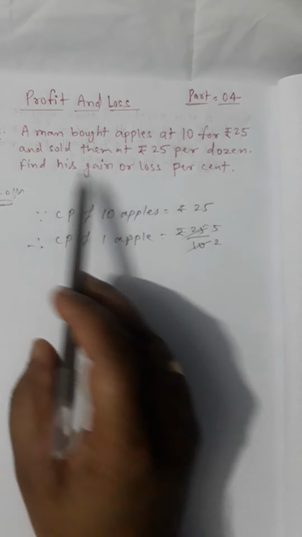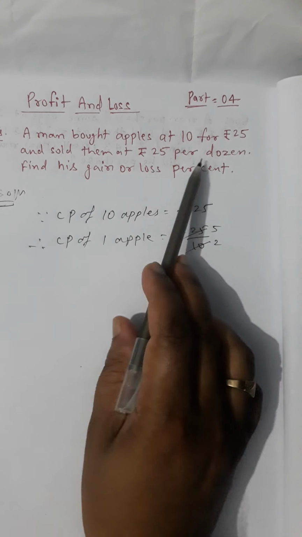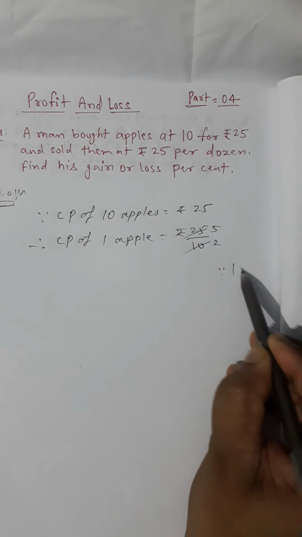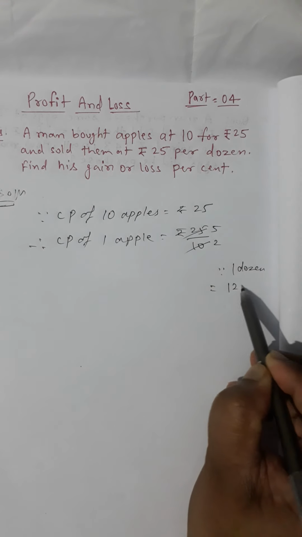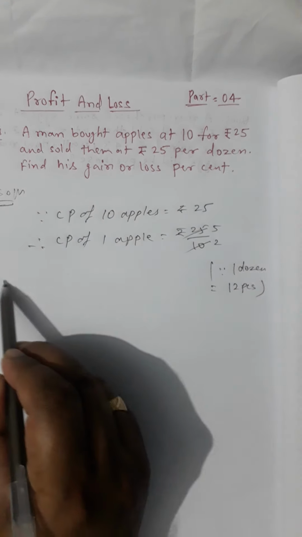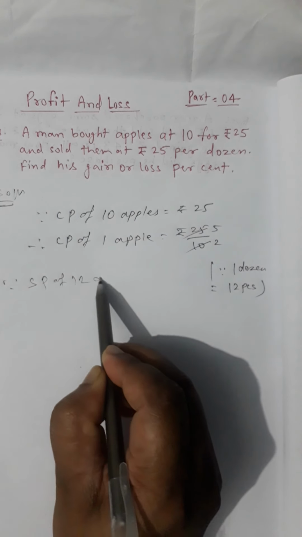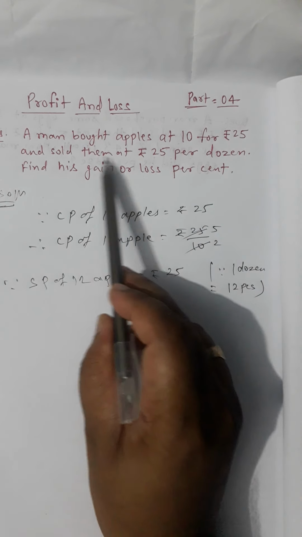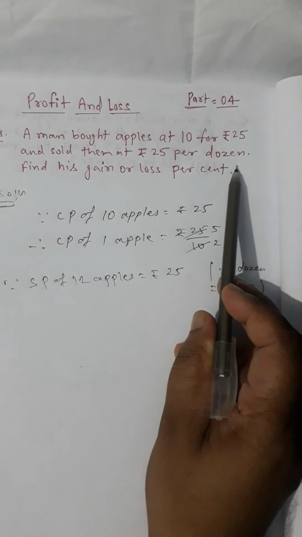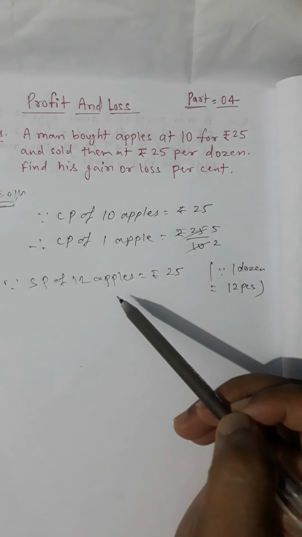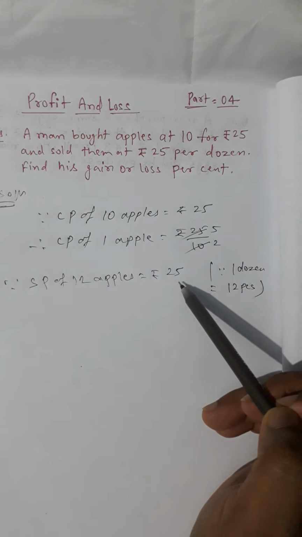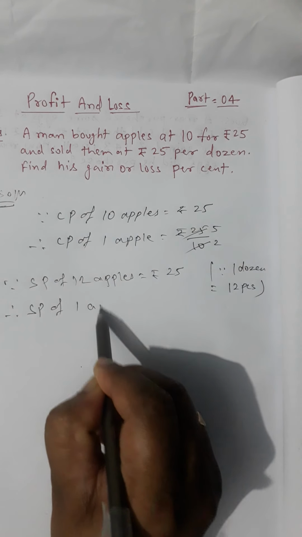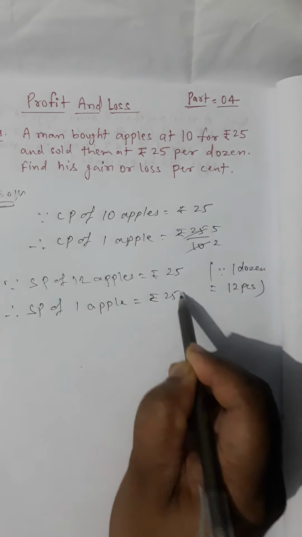Okay, and the question says sold them at rupees 25 per dozen. Dozen means 12 pieces. Since one dozen equals 12 pieces, SP of 12 apples equals rupees 25. So therefore SP of one apple equals rupees 25 by 12.